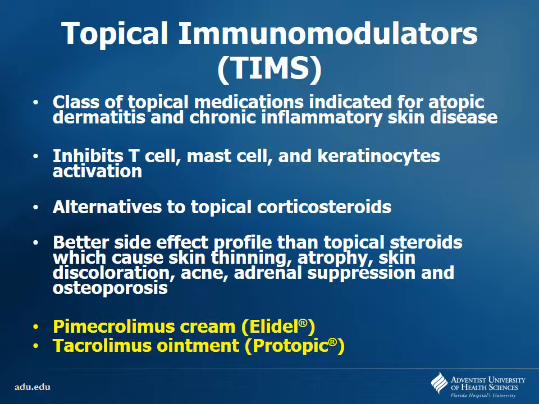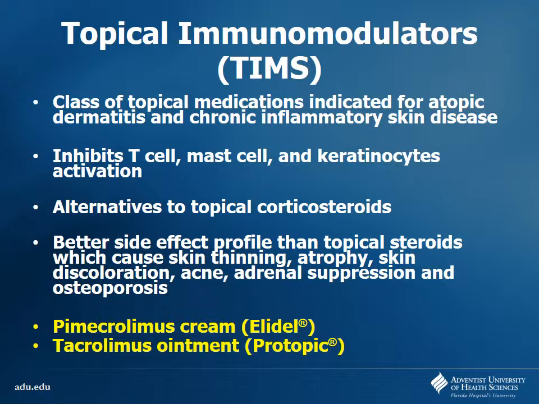Using some of these agents here, they're a little bit more targeted, so you don't see as profound an effect on the immune system as you would see with some of these other ones. So the two that we'll see used include pimecrolimus and also tacrolimus. Tacrolimus you will see used orally for prevention of rejection of organs. So sometimes you'll see that used in post-transplant patients.